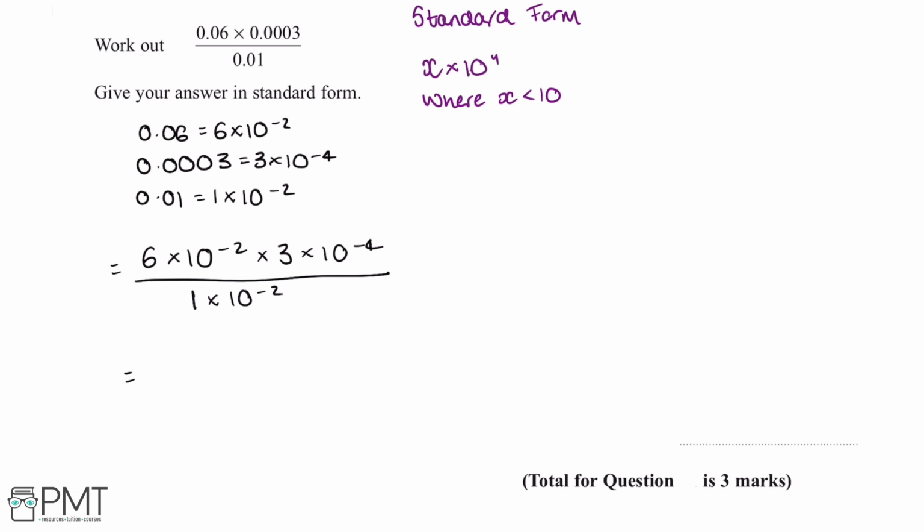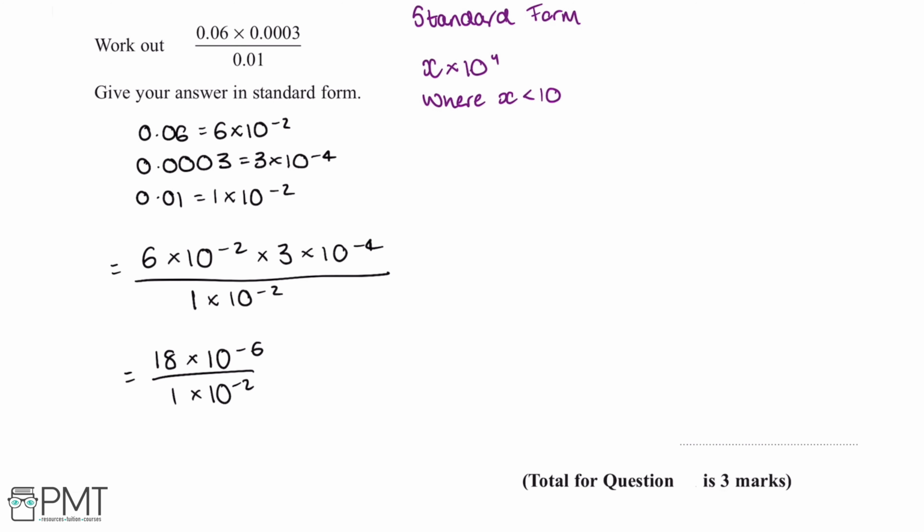So 6 times by 3 is 18, and then 10 to the negative 2 times by 10 to the negative 4 is 10 to the negative 6, because when we're multiplying numbers with a power, we add the powers together. And then this is all divided by 1 times 10 to the negative 2.